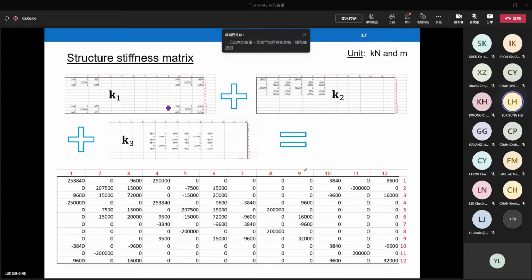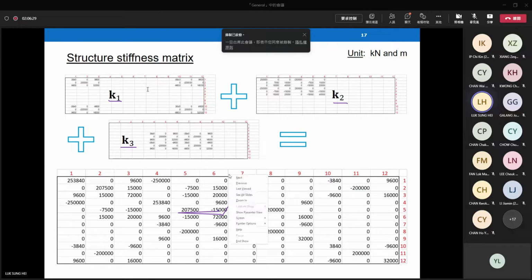I put the matrices in Excel, K1, K2, K3, and then I do a simple matrix addition in Excel. You know, matrices support addition, subtraction, and multiplication. So if you don't want to do it yourself, maybe you can put everything in Excel and then directly put them together. It becomes our structured stiffness matrix.